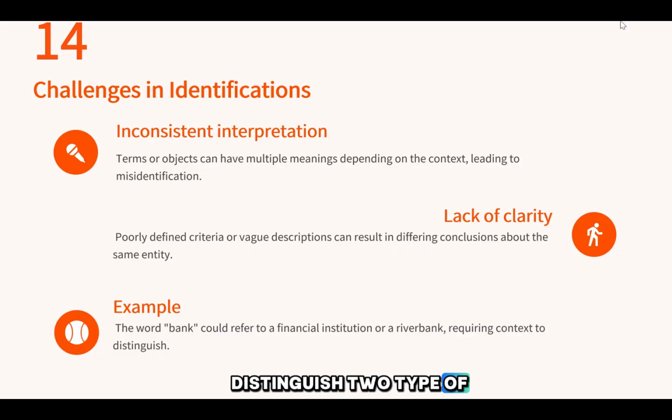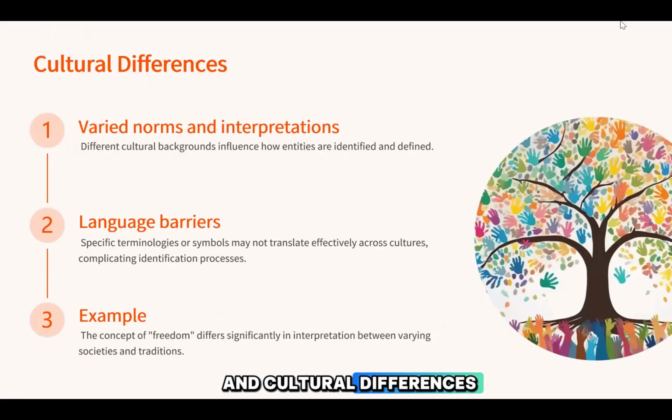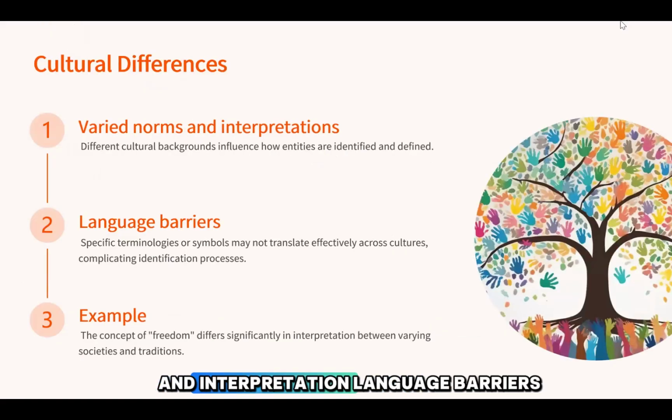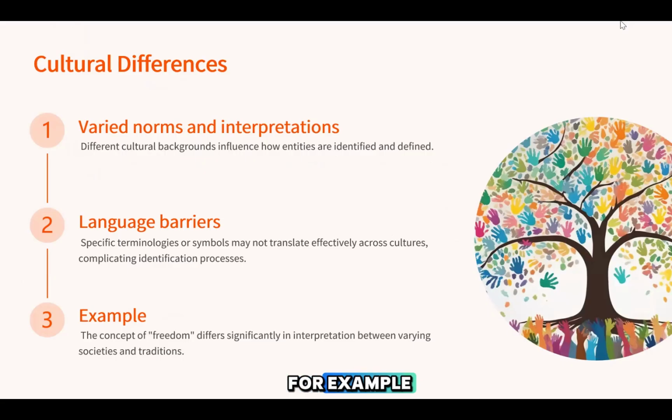Two types of identification have different meanings and concepts of interpretation. And cultural differences have varied norms and interpretations, and language barriers. For example, the concept of freedom differs significantly in interpretation between varying societies and traditions.